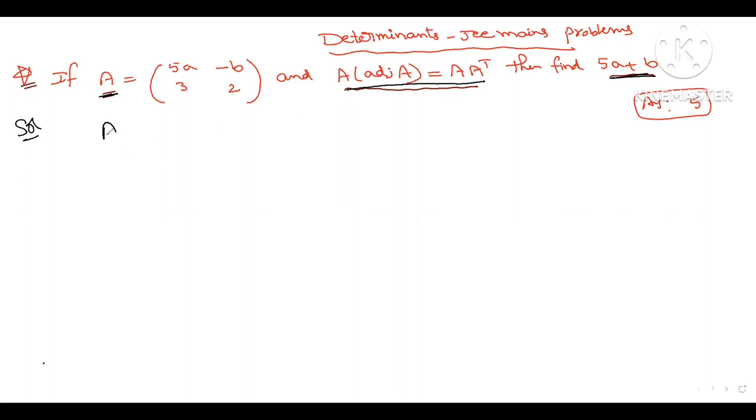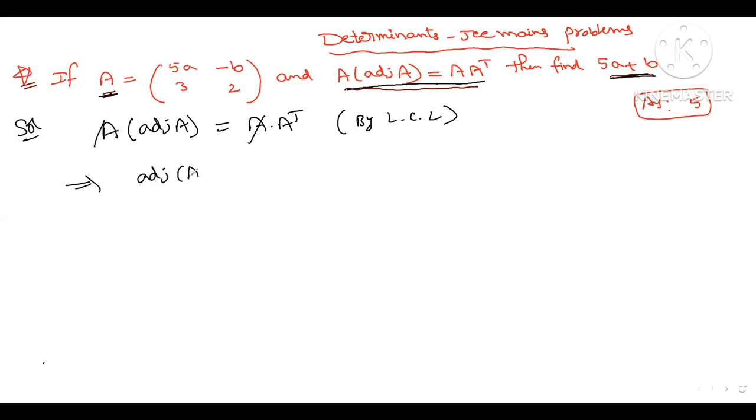So what is the given condition? A into adjoint of A is equal to A into transpose of A. Here, by using the left cancellation law, A gets cancelled. What do we get here? Adjoint of A is equal to transpose of A. Okay, what about adjoint of A? Adjoint of A is nothing but the transpose of the cofactor matrix.